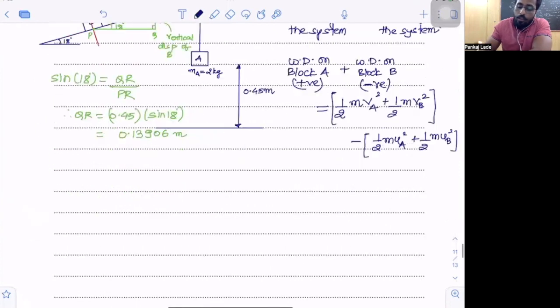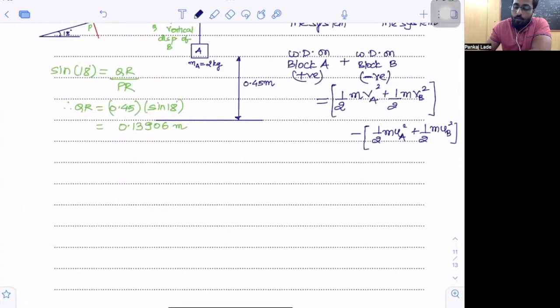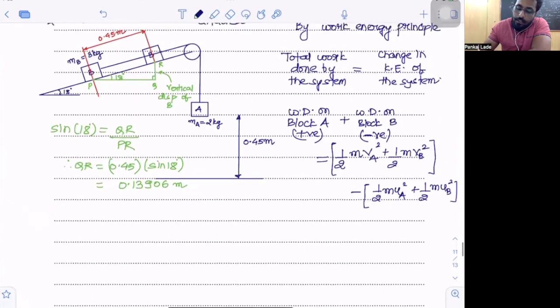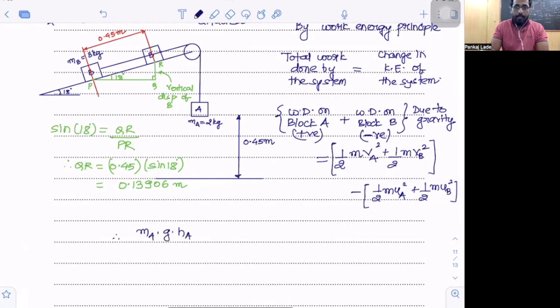So work done on block A and work done on block B, this is due to gravity. So I know it is given by mgh. When the block moves in the direction of the gravity, the work done is positive. If it moves away from the gravity, it is negative. So I can write here mass of A, g, height of A, plus mass of B, g, height of B, must be equal to.